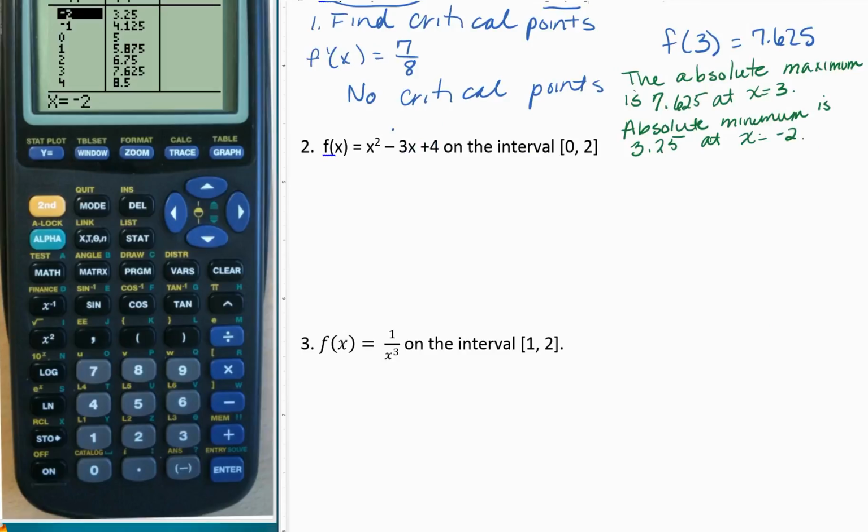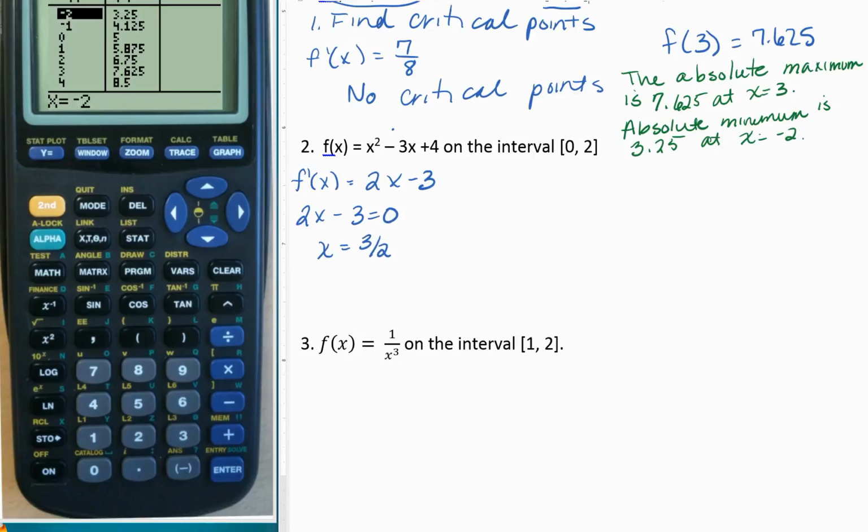So now we want to do another one. This says f of x is x squared minus 3x plus 4 on the interval from 0 to 2. So first we need to find any critical points. So we're going to take the derivative of f, which here would be 2x minus 3, and we need to set that equal to 0. If we add 3 to both sides, divide by 2, we would get x equals 3 halves.